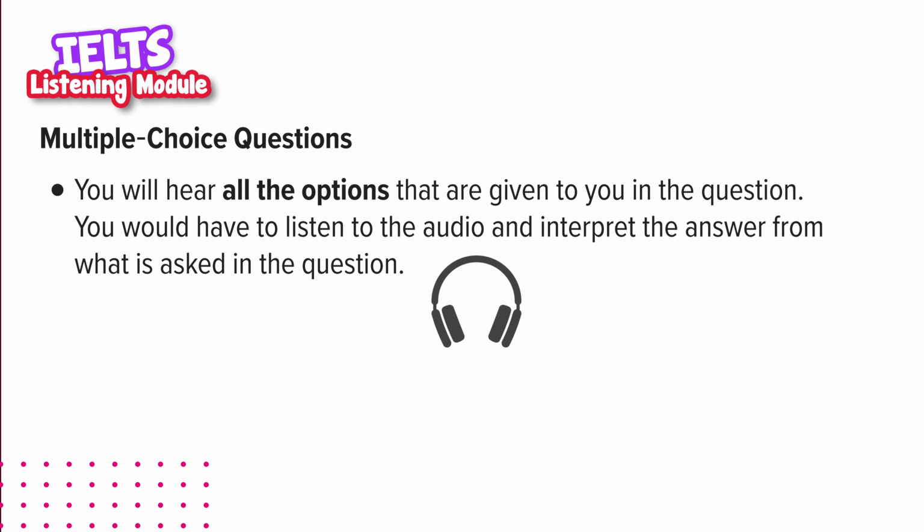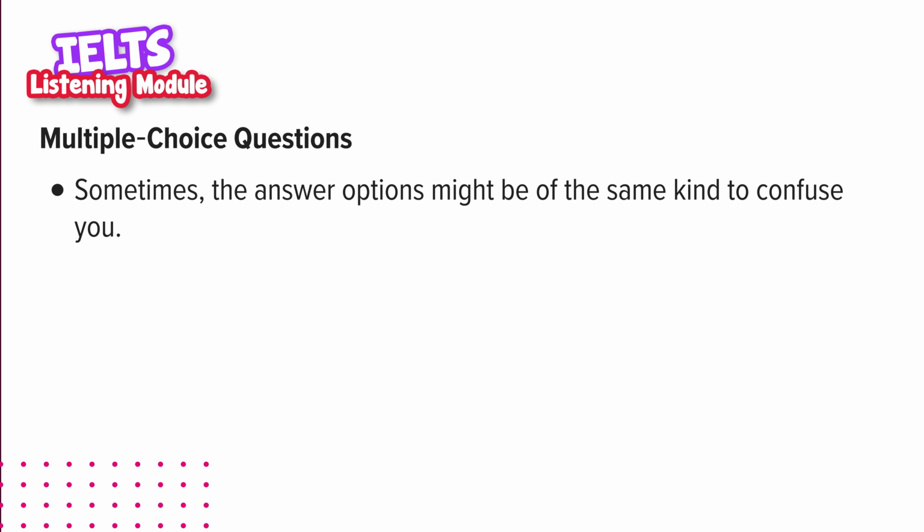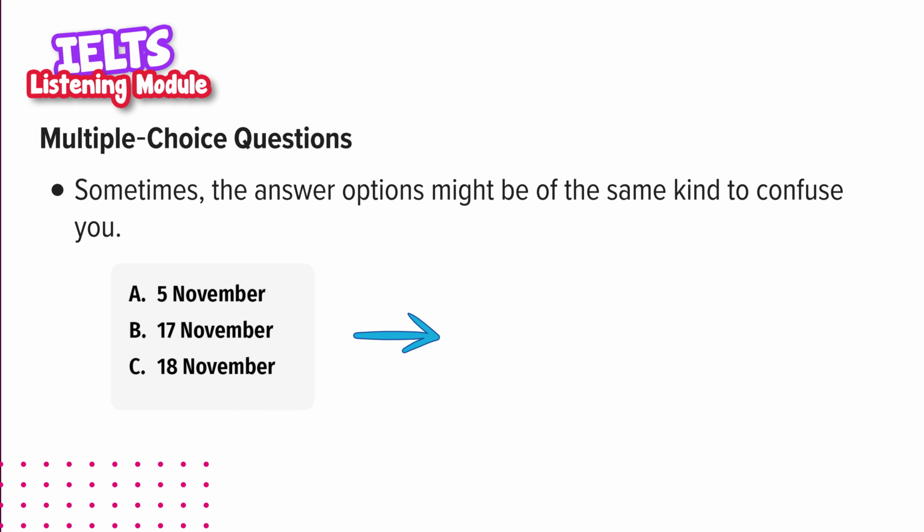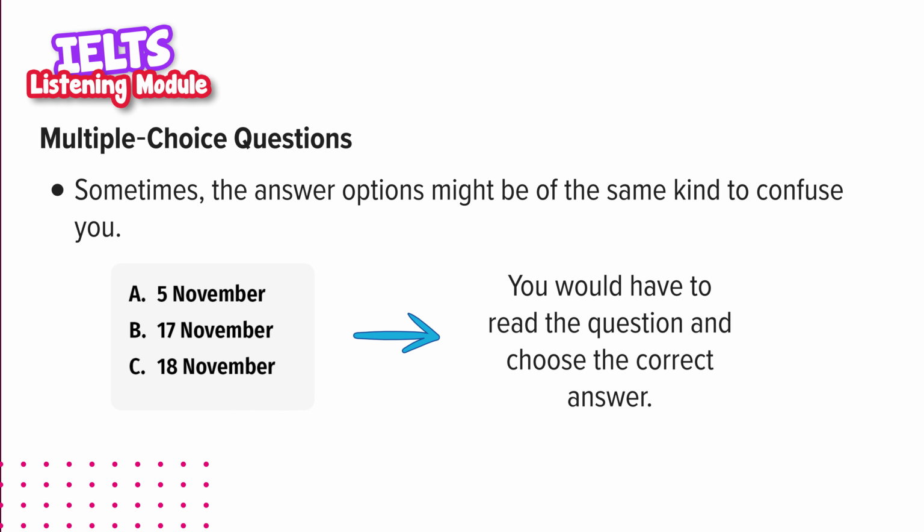You will hear all the options that are given to you in the question. You would have to listen to the audio and interpret the answer from what is asked in the question. Sometimes, the answer options might be of the same kind to confuse you. For instance, it might all be in the form of dates, like the 5th of November, 17 November, or the 18th of November. You would have to read the question and choose the correct answer.